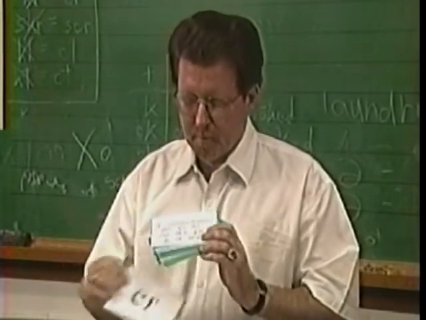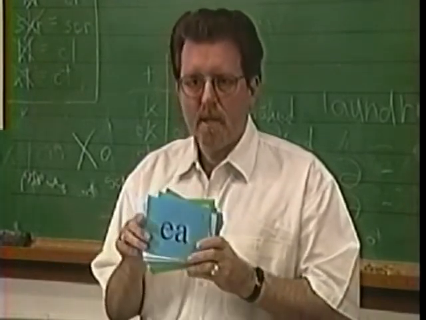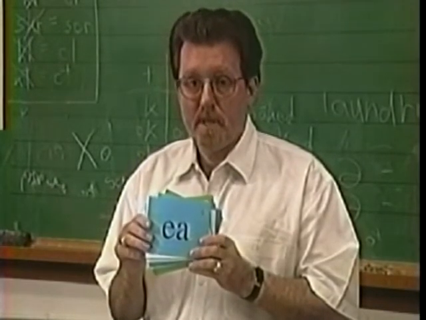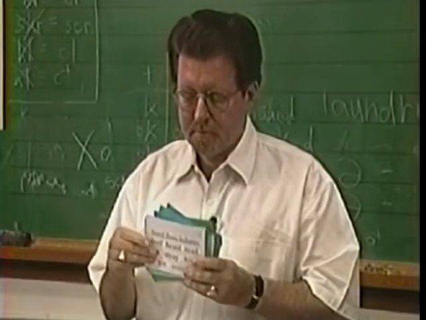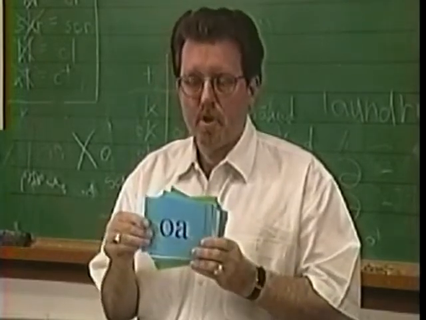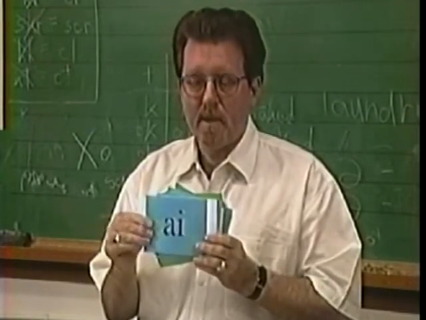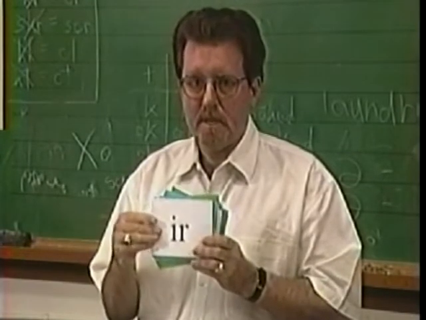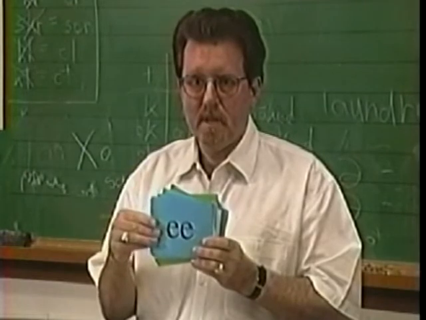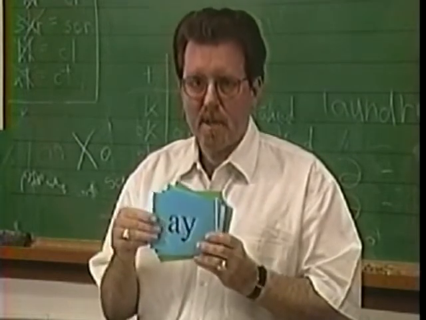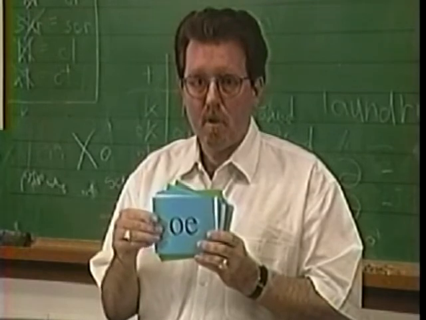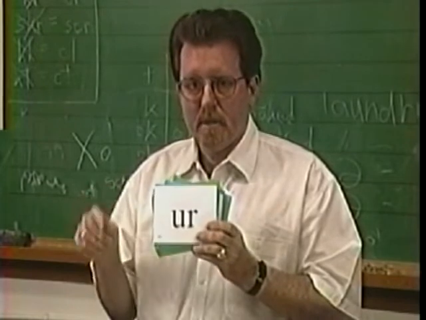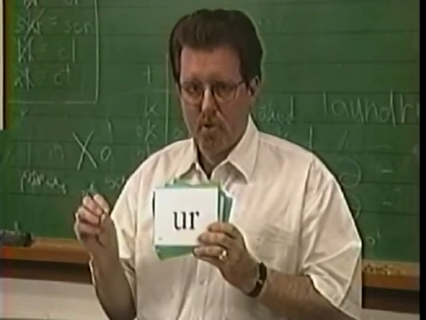for that sound. EA, eat, E. EA, bread, E. So we remember eat bread to remember those two sounds. OA, boat, O. AI, brain, A. IR, bird. It's the same sound as ER. EE, feed, E. AY, play, A. OE, toe, O. UR, church.